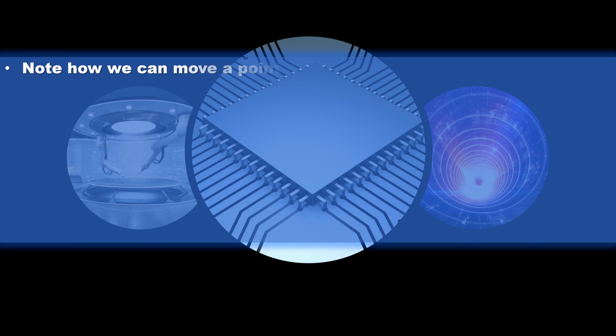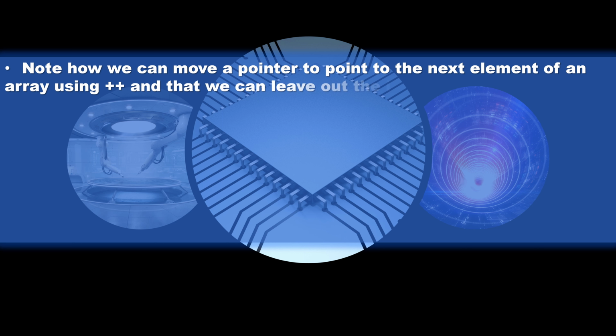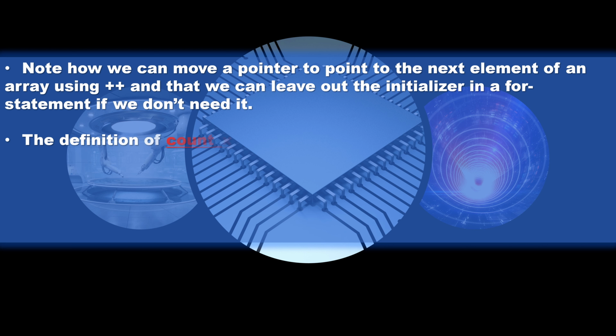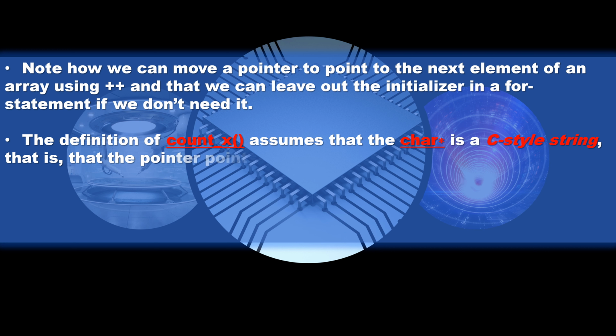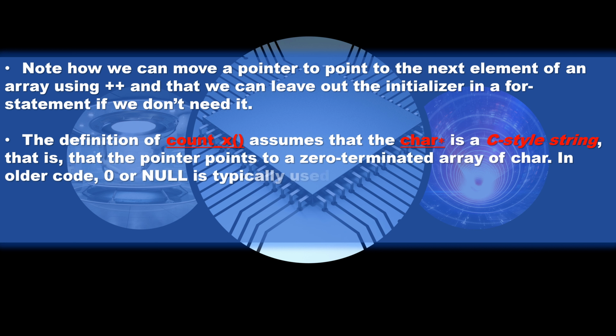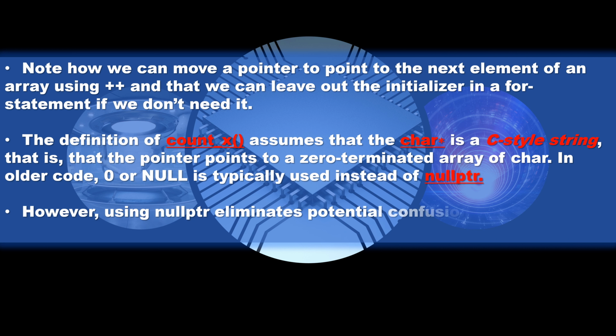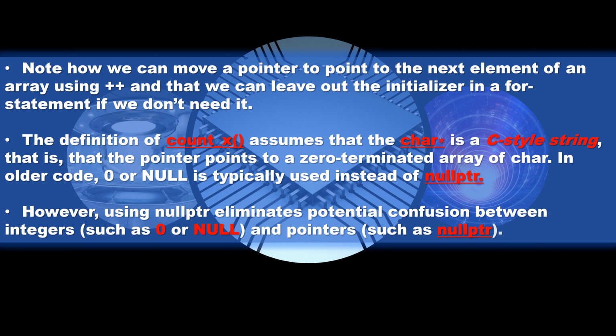Note how we can move a pointer to point to the next element of an array using ++, and that we can leave out the initializer in a for statement if we don't need it. The definition of count_x assumes that the char* is a C-style string, that is, that the pointer points to a zero-terminated array of char. In older code, 0 or NULL is typically used instead of nullptr. However, using nullptr eliminates potential confusion between integers, such as 0 or NULL, and pointers, such as nullptr.